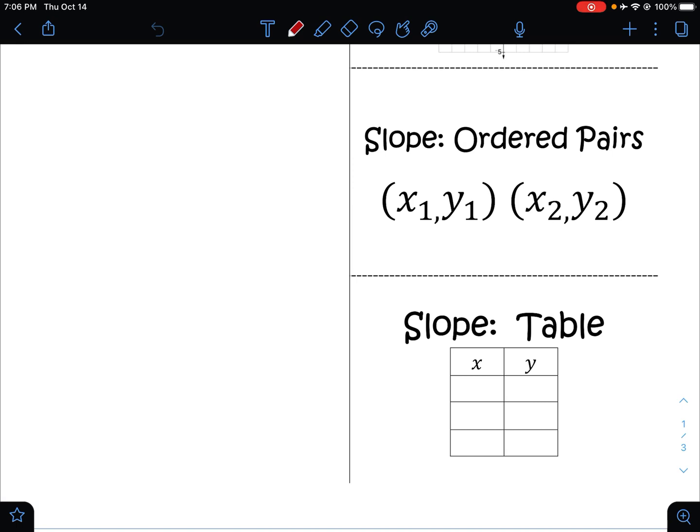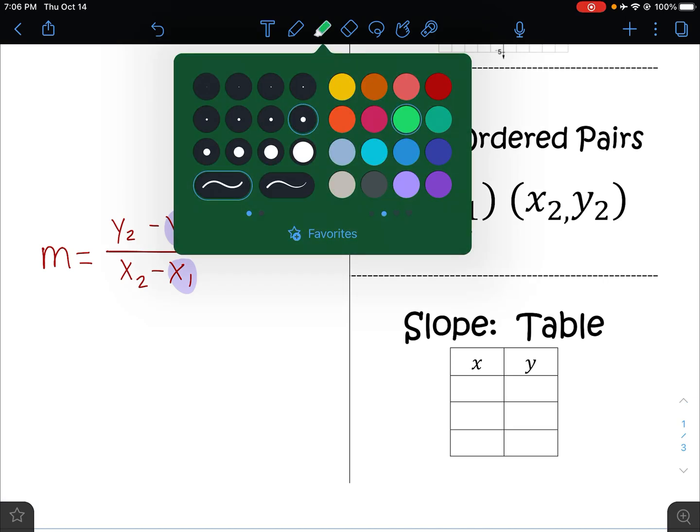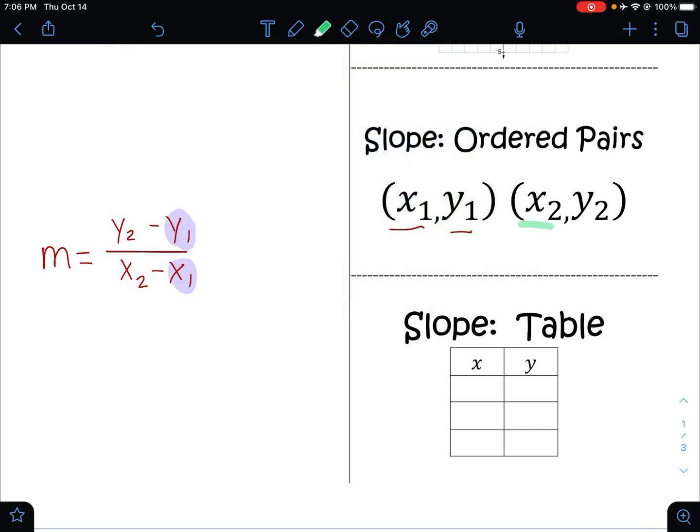So for both of these, what we're going to use is the slope formula. Remember, slope uses the variable m, and the formula is y sub 2 minus y sub 1 over x sub 2 minus x sub 1. If you look at our ordered pairs, notice we have our first point, which is x sub 1 and y sub 1. We would plug that in for these corresponding numbers right here. Then it has its second point of x sub 2 and y sub 2.